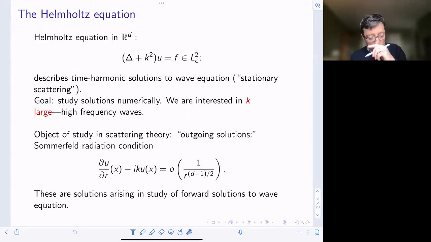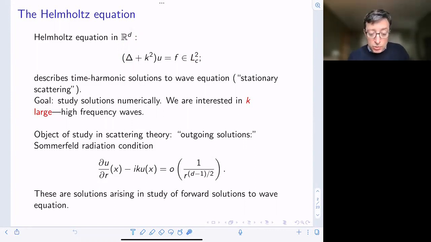Let's begin by working on R^d, flat R^d, and I take the standard Laplacian with the usual analyst sign convention. That's a negative definite operator. And I'm solving the equation (Laplacian plus k squared) u equals some inhomogeneity. Let's take it to be compactly supported forever in this talk, just in case I forget to say that later. So say L2 and compactly supported.